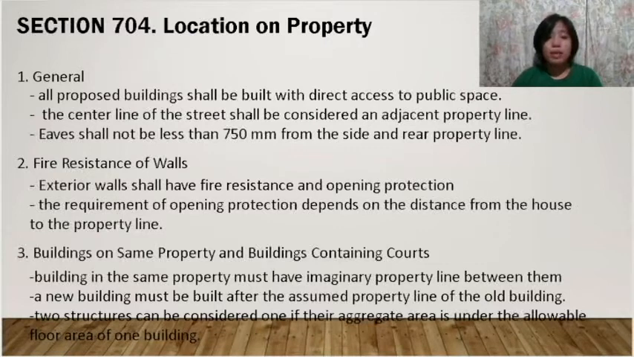And a new building must be built after the assumed property line of the building. So kung bag-o existing a building sa isa ka property din maghimo na pud kag bago nga building, imuhang itukod ang bago nga building after sa katong proposed or imaginary nga property line sa old nga building. Two structures can be considered one, if their aggregate area is under the allowable floor area of one building.